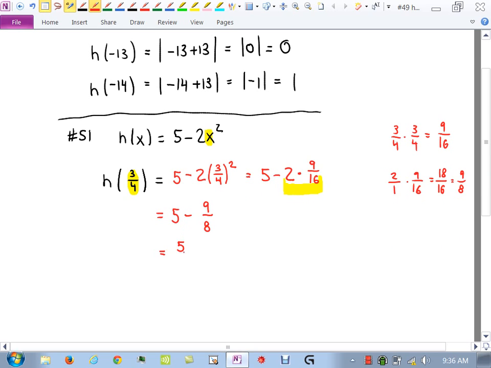And 5 is a fraction, 5 over 1 minus 9 over 8. The only way you can add or subtract fractions is if you have a common denominator, right? So I need an 8 down here. So I multiply top and bottom by 8. 5 times 8 is 40 over 8 minus 9 over 8. And then 31 over 8. Yep, and the book goes a little further. They do it as a mixed number, but you can just leave it like that.